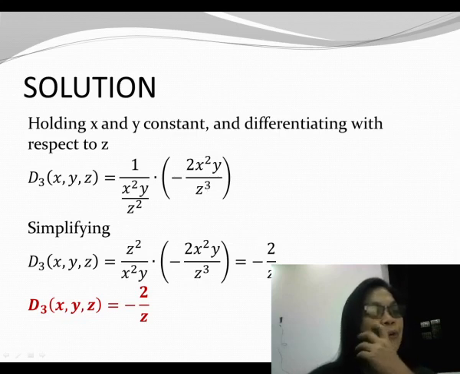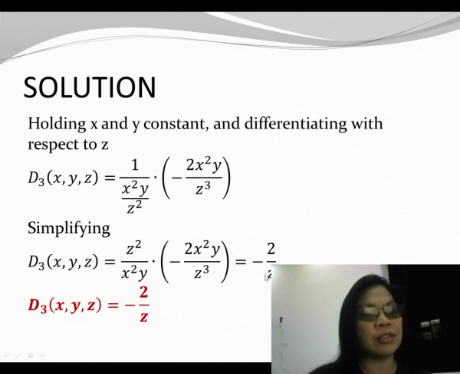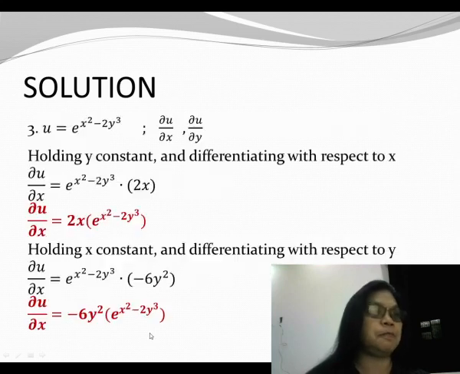And then simplifying, we multiply again by the reciprocal of the denominator, and that will be z squared over x squared y, multiplied by the derivative of u. Similarly, we can reduce the x squared, and then the y, and z squared over z cubed is simply 1 over z. Therefore, the partial derivative of the function with respect to z is simply negative 2 over z.